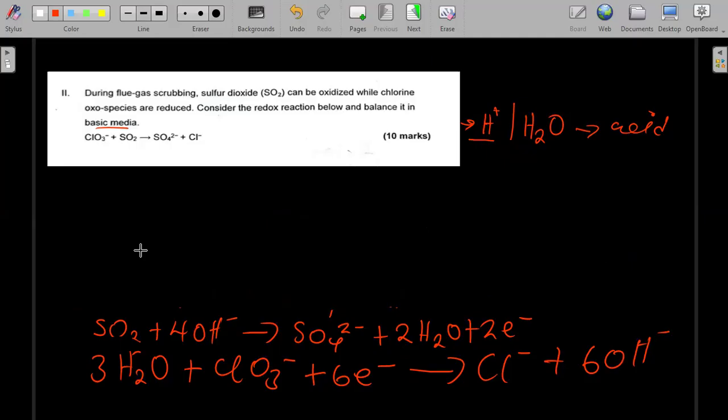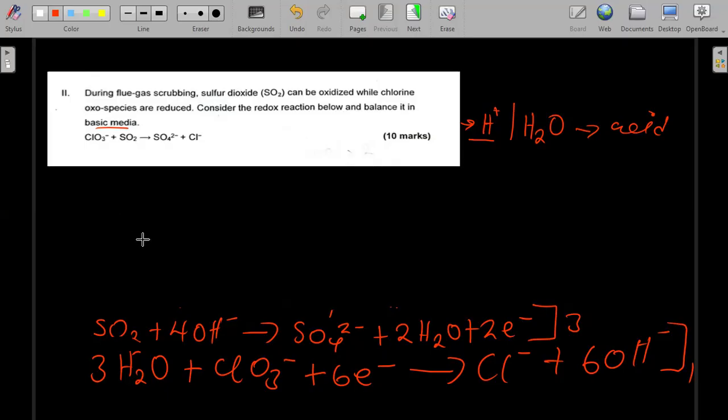So what are we going to do? We'll check the electrons. Remember here we're having 2 electrons, then there we're having 6 electrons, but we need to have the same amount of electrons. So what are we going to do for us to balance those electrons? We are going to multiply this by 3, okay? Then this one will be multiplied by 1 for us to balance the electrons. So let's do that.